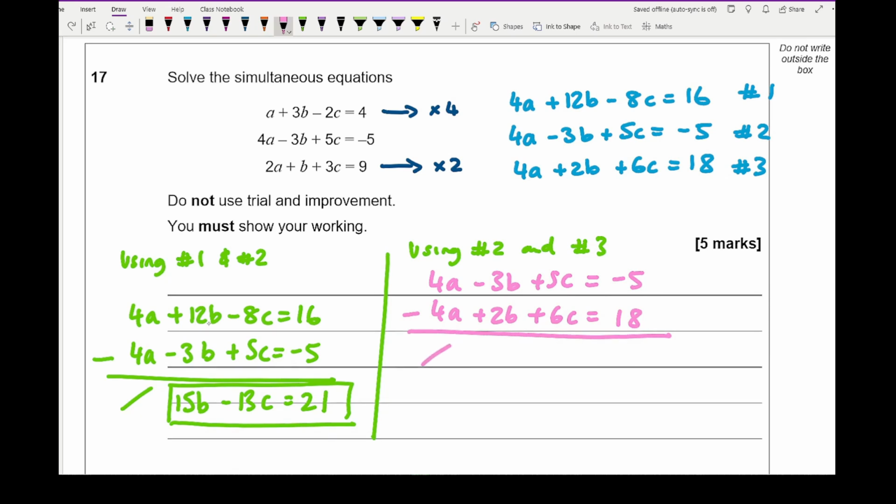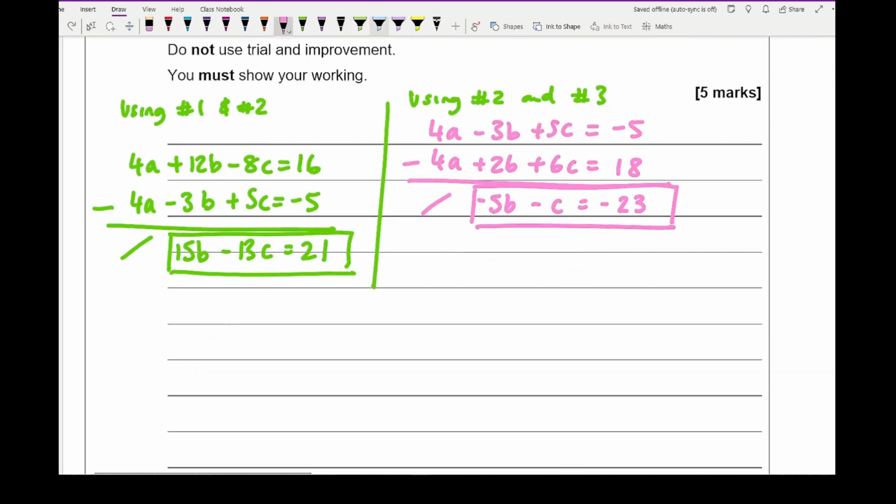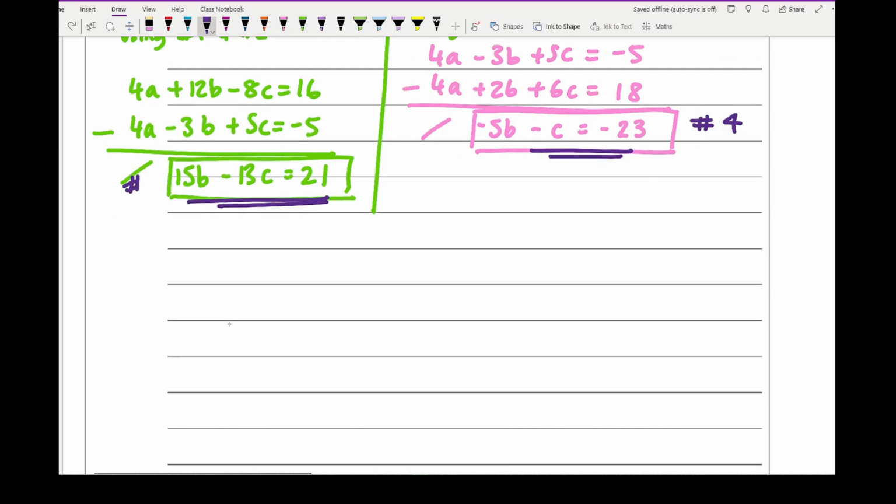So minus 3 minus 2 is minus 5. 5 minus 6 is minus 1. And minus 5 minus 18 gives me minus 23. And there is my second equation. So from this, what I then want to do is use those two boxed equations. If I combine this equation here and this equation here, let's just call them #4 and #5.